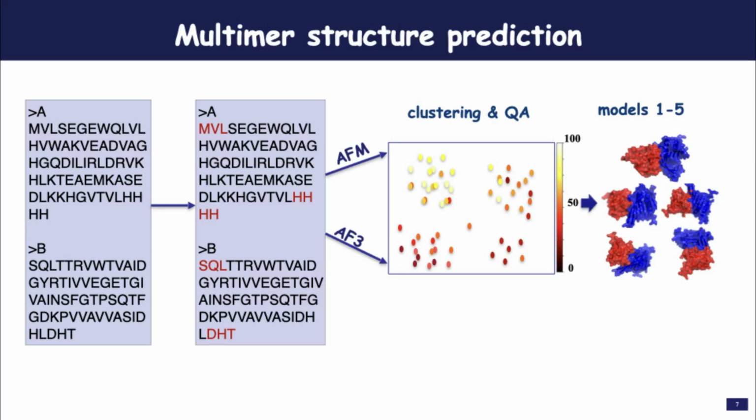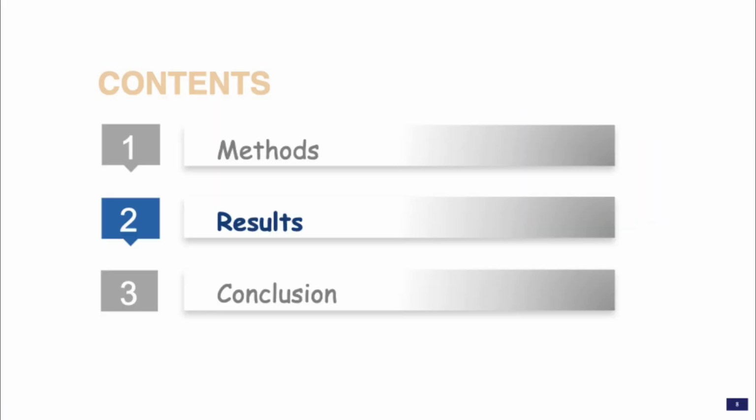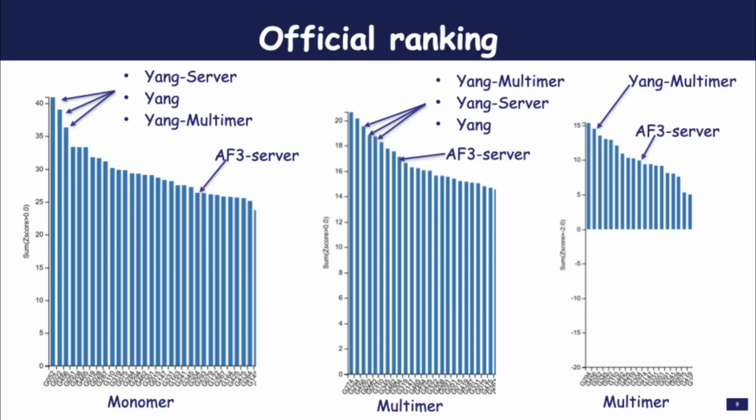So let's go to the results. You can already see this on the official website. I just took this screenshot yesterday. You can see for monomer prediction, our 3 groups are in the top 3. And for multimer prediction, if you rank by this larger than 0, we are at 3rd. And if we rank by this larger than -2, then we can be 2nd. So this is the overall ranking.